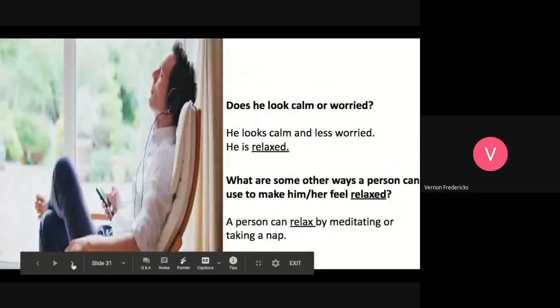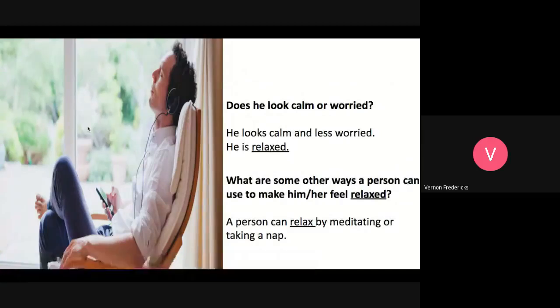Okay, next slide. The word is relax. Does he look calm or does he look worried? He looks calm and less worried. He is relaxed. Okay. What are some other ways a person can use to make him or her feel relaxed? A person can relax by meditating or taking a nap.